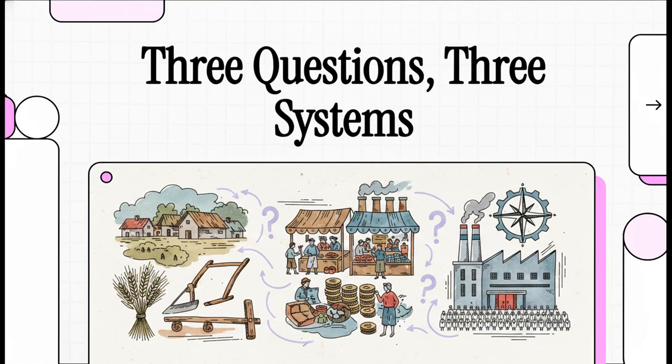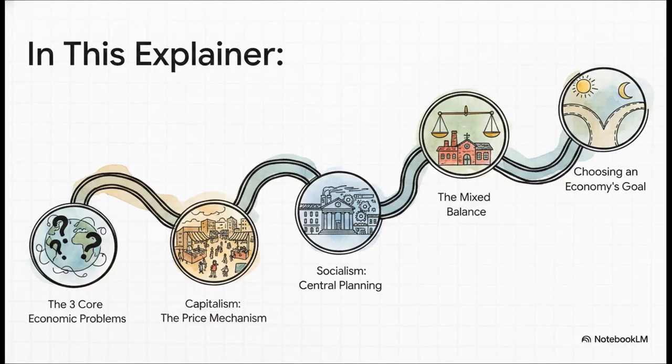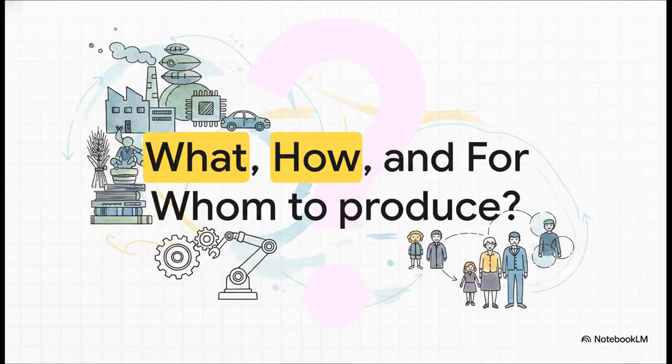Ever wondered why economies around the world are so different? Well, it all boils down to just three basic questions. All right, let's get into it. We'll kick things off with the core problems that every single economy has to solve. And here they are. It's really about these three things: what to produce, how to produce it, and for whom.